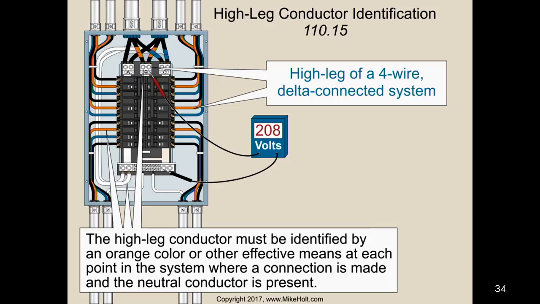So if you get a delta secondary of 120, 240 with a high leg of 208, you do not have to identify the high leg conductors when they're terminating in a panel board, where the high leg terminates and there's no neutral, because there's no problem, right? You can drop all the breakers anywhere you want to. There's no neutral connection. So the hazard is when there's a neutral connection. So you have to identify it by orange or other effective means.